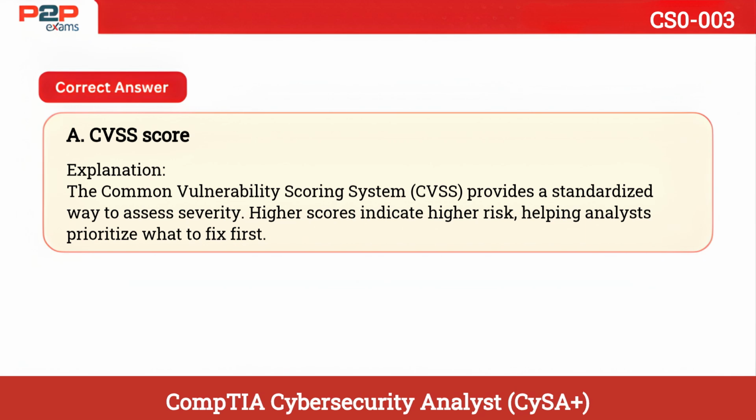CVSS score. Explanation. The Common Vulnerability Scoring System, CVSS, provides a standardized way to assess severity. Higher scores indicate higher risk, helping analysts prioritize what to fix first.